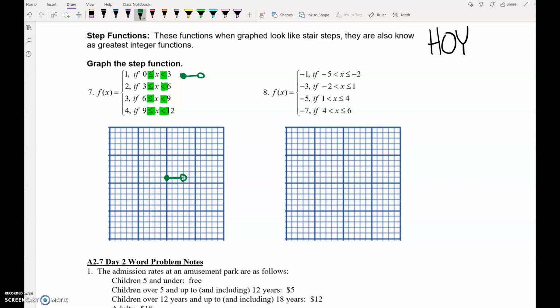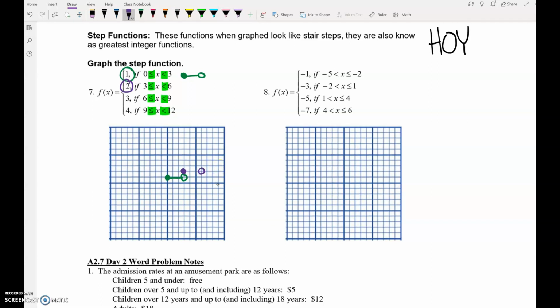Next, we have a horizontal line at 2. So let's see, I did this first one in green. This next one I'll do in purple. Between 3 and 6. So I want a horizontal line at 2, but I don't want it across the whole page. I only want it between 3 and 6. Okay, so there's my second step.